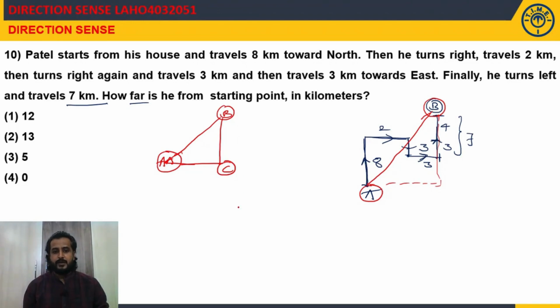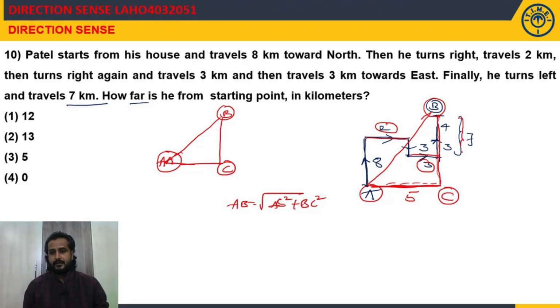Now we need to identify the AB distance. So AB is equal to under root of AC square plus BC square. So we need to identify the AC distance and BC distance. So this distance we need to find. From here to here, this line is equal to this distance plus this distance, right? So 2 plus 3, how much? 5.